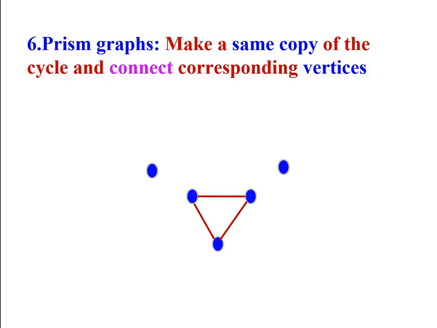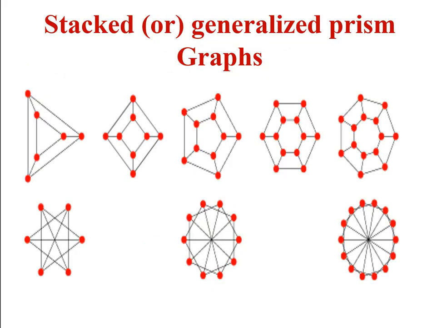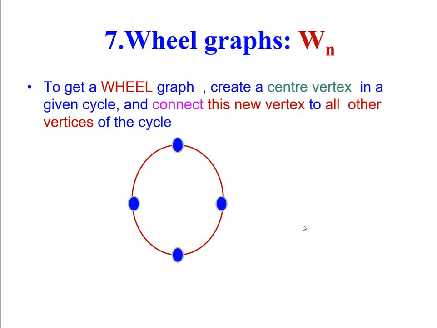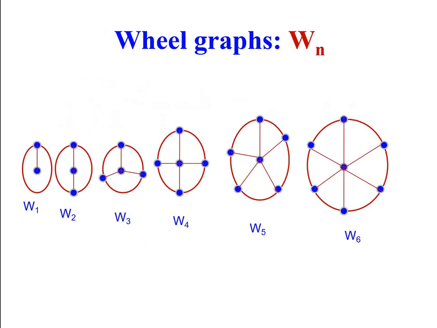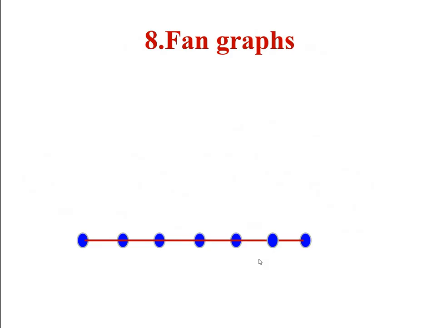Like this, you make a same copy of the cycle and connect the corresponding vertices. And you have stacked or generalized prism graphs which look like this, and wheel graphs. To get a wheel graph, create a center vertex in a given cycle and connect this new vertex to all the other vertices. So that's your wheel graph. For different vertices you have wheel graphs.